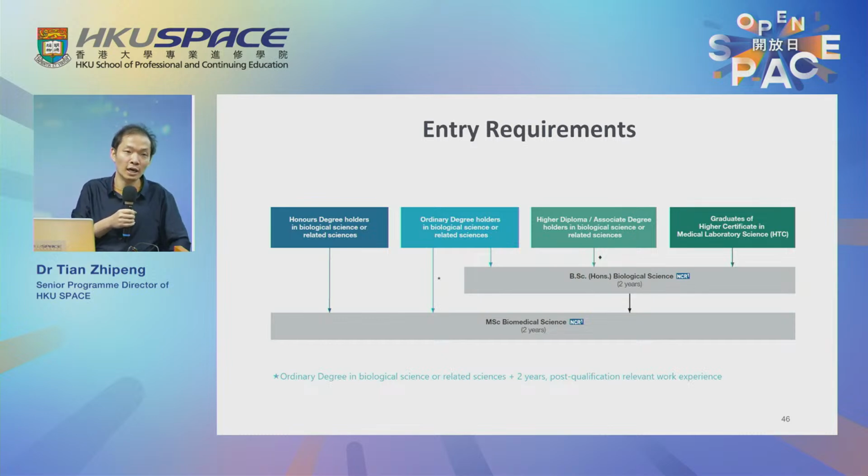But if you only have an ordinary degree, again, in our system the Edinburgh Napier BSc program has 2 levels. One is the ordinary level, one is the honors level. So for the ordinary degree, we would expect students to have more working experience. So normally 2 years after you got this ordinary degree, then you can apply to the master program.